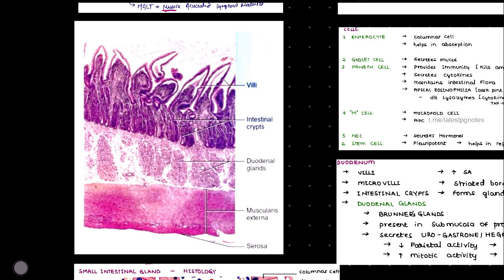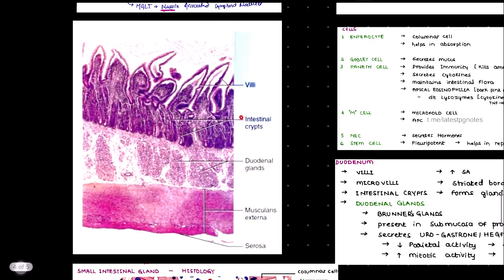Moving further, as we come a little bit down, we will see intestinal crypts. What are these intestinal crypts? They are structures present between the villi, and these are responsible for forming intestinal glands.